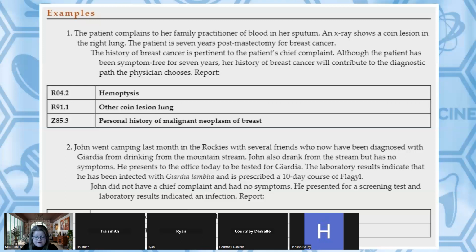All right, so number 1, the first one they have here. The patient complains to her family practitioner of blood in her sputum, which is her phlegm, her spit, things like that. An x-ray shows a coin lesion in the right lung. The patient is 7 years post-mastectomy for breast cancer. The history of breast cancer is pertinent to the patient's chief complaint, right? Just like the example I had just given. Although the patient has been symptom-free for 7 years, her history of breast cancer will contribute to the diagnostic path the physician chooses. So what would you report for this?